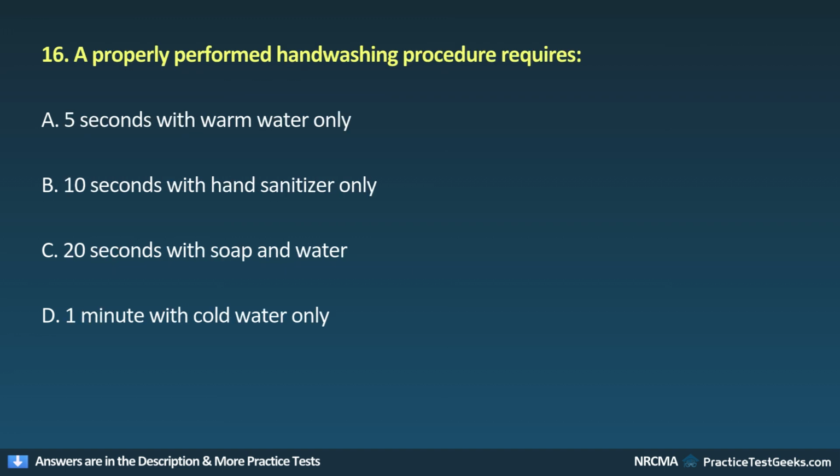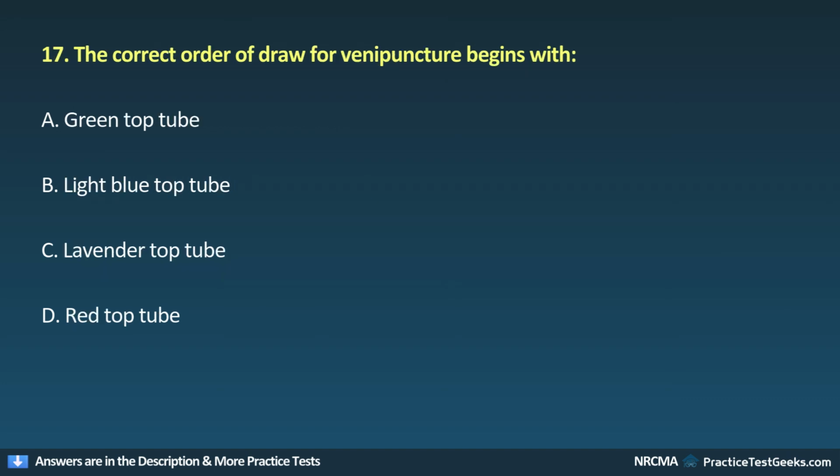16. A properly performed hand-washing procedure requires A. 5 seconds with warm water only. B. 10 seconds with hand sanitizer only. C. 20 seconds with soap and water. D. 1 minute with cold water only.